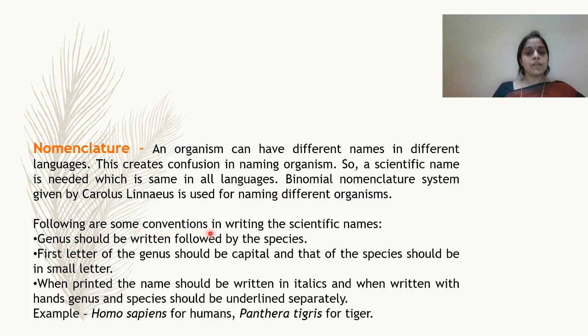The following are some conventions in writing a scientific name. Genus should be written followed by species. The first letter of the genus should be capital and that of the species should be a small letter. You can see this in an example. When printed, the name should be written in italics. And when written by hand, genus and species should be underlined separately. Homo sapiens for humans, Panthera tigris for tiger.